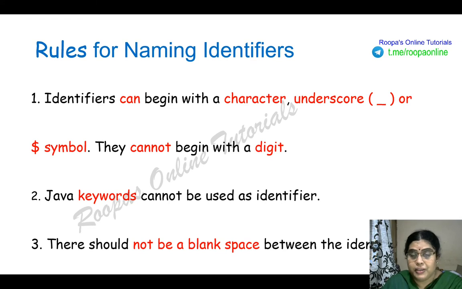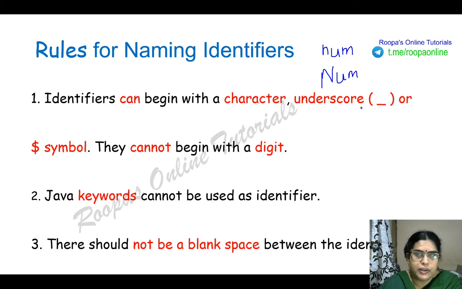Identifiers can begin with a character, underscore, or a dollar symbol. They cannot begin with a digit. What do I mean by that? They can begin with a character. That means I can have an identifier like num, because it's just beginning with a character. I can even put a capital NUM. That is also correct.